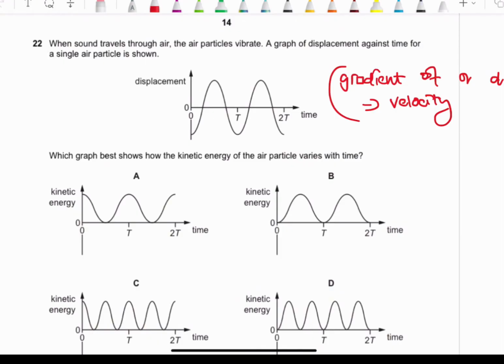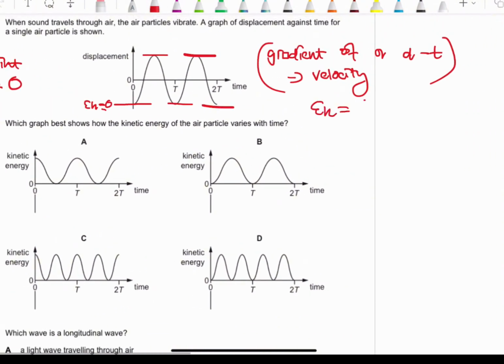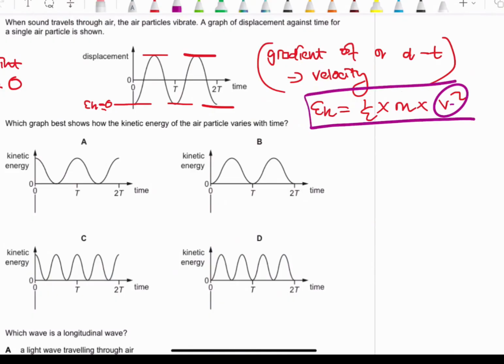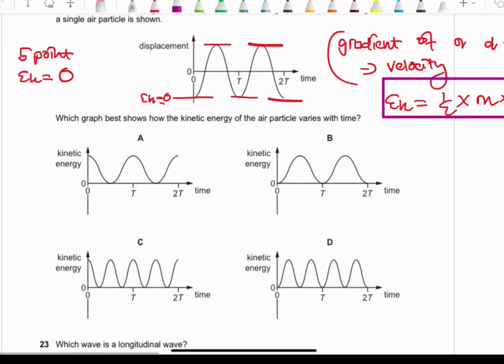And then we know that if you can draw a horizontal line, the gradient is 0 at that point. So if I go here, initially my gradient is 0, so I expect my kinetic energy to start from 0. So EK should be 0 here. This is 2, 3, 4, 5, so I expect 5 points where EK is going to be equal to 0. Why is EK equal to 0? Because kinetic energy is actually 1/2 multiplied by the mass multiplied by the velocity squared. So if the velocity is 0, the whole expression becomes 0. So I need 5 points where my velocity is 0.